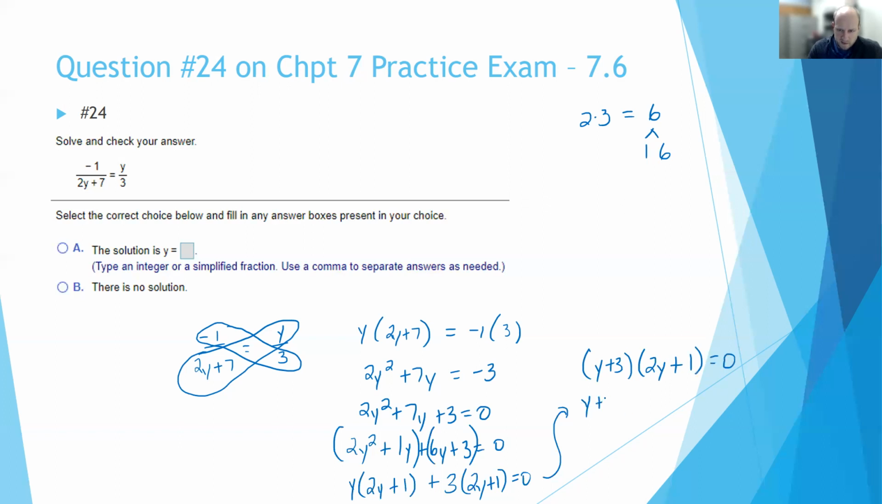And now I use the zero product property. So I take both of these factors and set them equal to 0 and solve for y. So I have -3, and for the other I subtract 1 and divide by 2. That's -1/2.